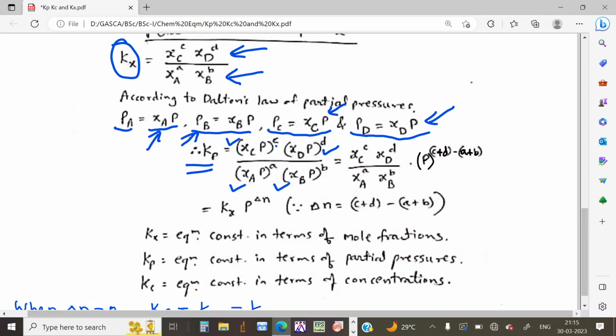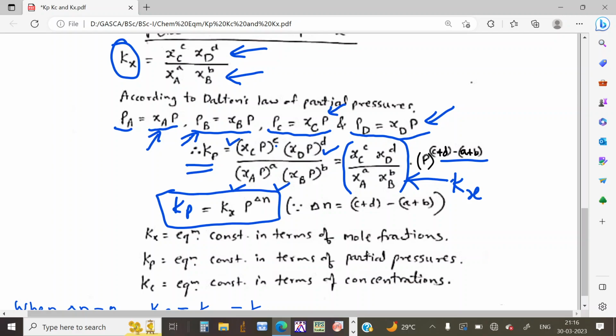is equal to, now take out the mole fraction terms on one side: xc raised to c, xd raised to d divided by xa raised to a, xb raised to b, into pressure raised to c plus d minus a plus b, which is nothing but the delta n. And this is the equilibrium constant in terms of mole fractions, Kx. So Kp is equal to Kx P raised to delta n. Therefore, Kp is equal to Kx into P raised to delta n.